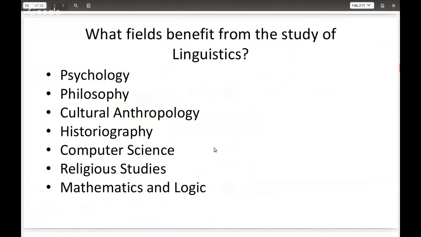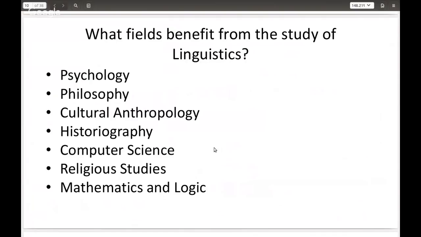But for now, people always ask me, to what degree and to what extent do we need linguistics, or who uses linguistics outside of linguists who are interested in linguistics? And you'll come to find out that linguistics has its hand in a lot of fields. So psychology, philosophy, cultural anthropology.